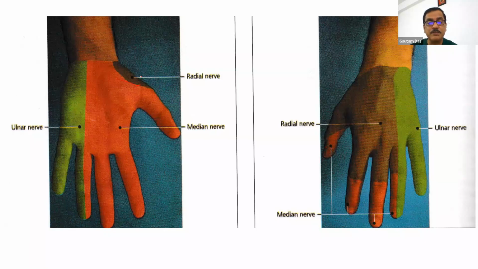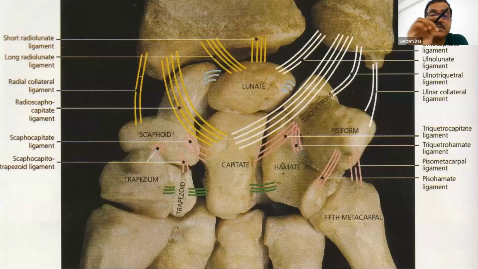I'm just skipping through, and now the ligaments. As I was telling, there are extrinsic ligaments as well as intrinsic ligaments. Intrinsic ligaments are the ligaments within the carpal bones. And the extrinsic ligaments are those which connect the carpal bones with the other bones like the radius and ulna. So now this is your lunate.